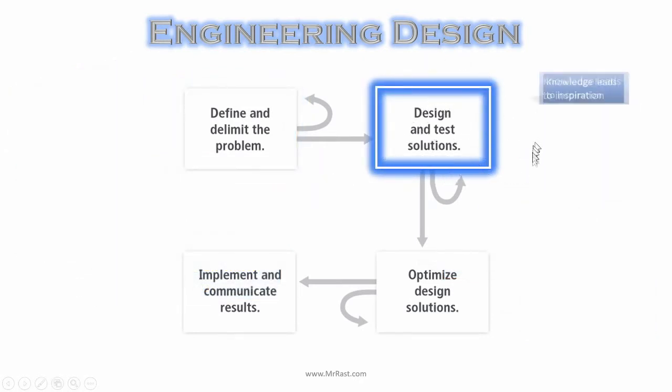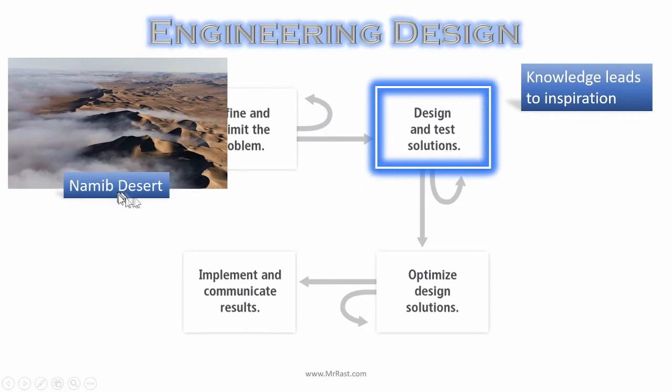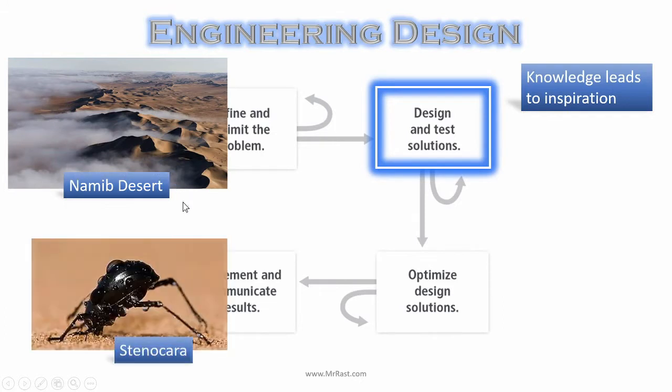But how do you come up with the design? Sometimes knowledge leads to inspiration. For instance, the Namib Desert is a very, very dry area. It has very little moisture, but there is a fog that rolls in a couple times a week because it's close to the coast. There's a strange little beetle there that's evolved to survive in this dry area, and it's called the Namib black desert beetle, or species name Stenocara.